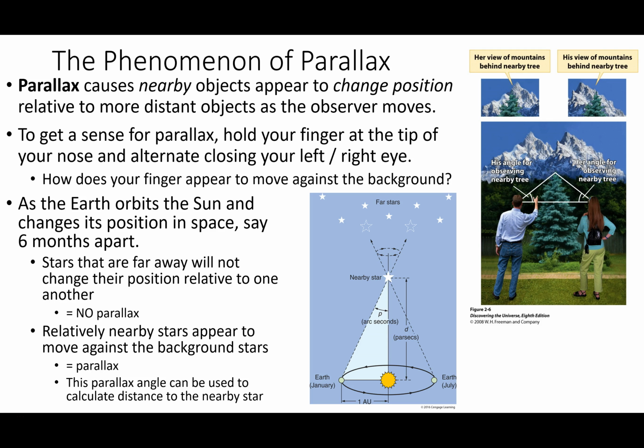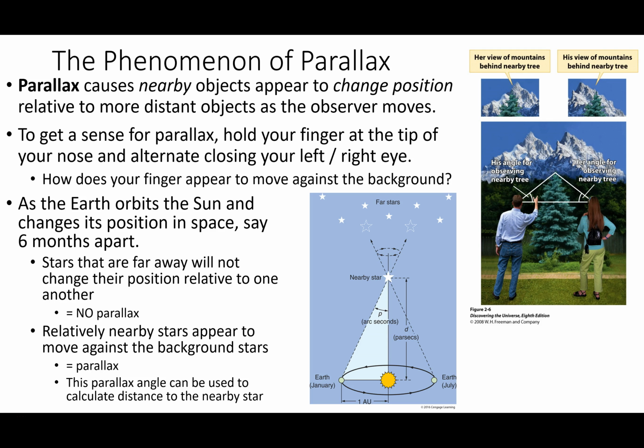If we look at what this diagram is saying, we see the Sun here in January near perihelion, and the Sun in July at aphelion. If a star is relatively nearby, and that's that special star right there, we're actually going to see it move against the background. So when we're here in January, we see that star here against the background stars, just like he sees the tree over here to the right. And then six months later, we see the star over here against the background.